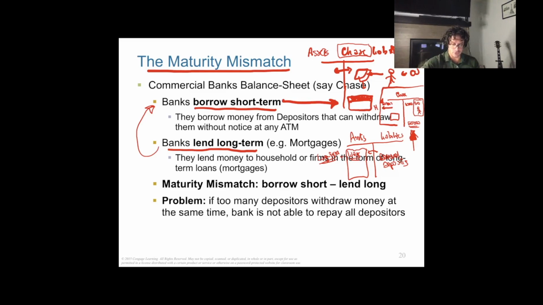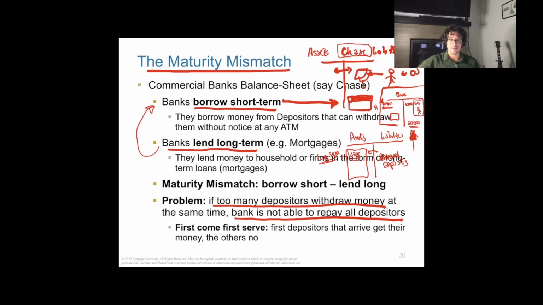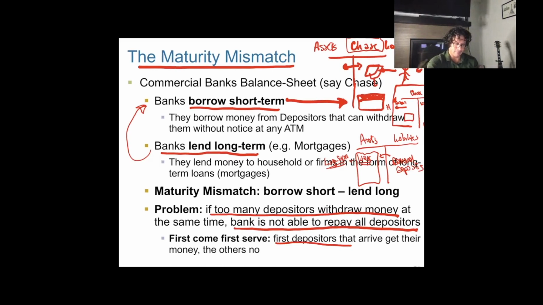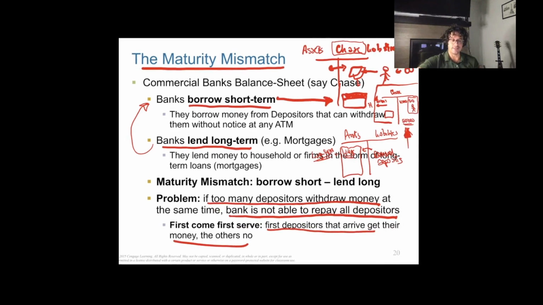So if too many depositors withdraw money, let's suppose at the same time, the bank will not be able to repay all depositors. It's stuck. It's saying, look, I've given all this money to households, firms, etc., and I don't have it to repay. So when people start to withdraw their money and there is not enough money, the bank puts all these individuals in a queue. The first depositors that arrive get their money. The others will not find anything.